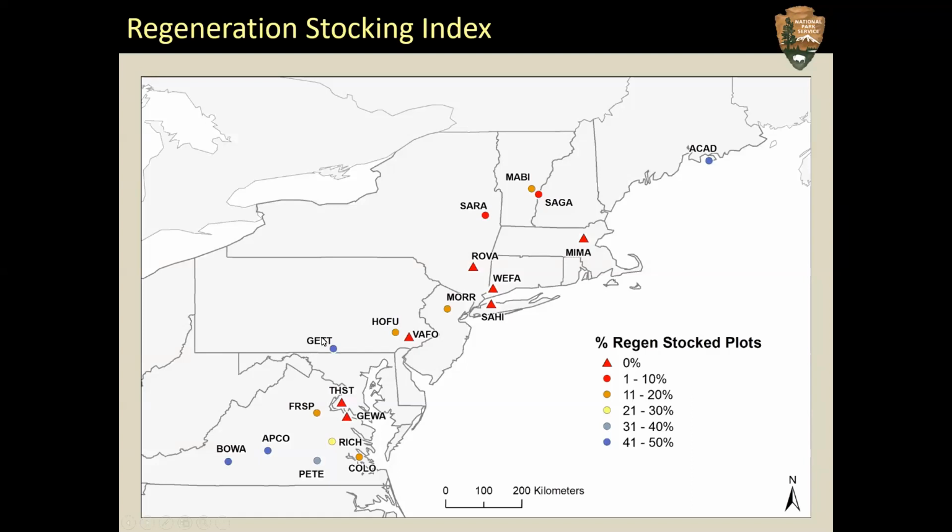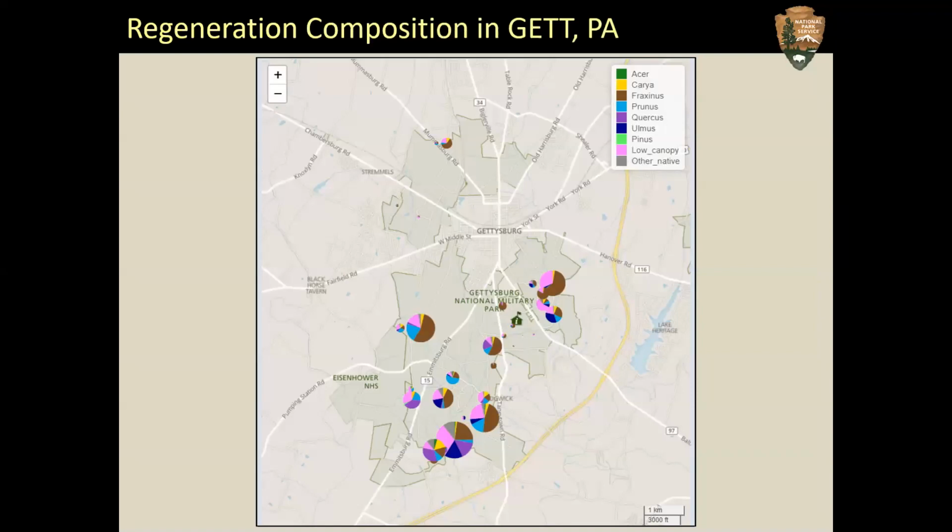Gettysburg looks like a bit of an anomaly based on the patterns we saw with the FIA data. A big reason why Gettysburg is so highly stocked with regeneration is that they've been managing deer since the mid-90s, I think. And so that's a big reason why they have a lot of regeneration. But as I'll show you in a second, even though they have high regeneration in Gettysburg, unfortunately, the composition of the regeneration is suboptimal. And so that's the next map that I'm showing.